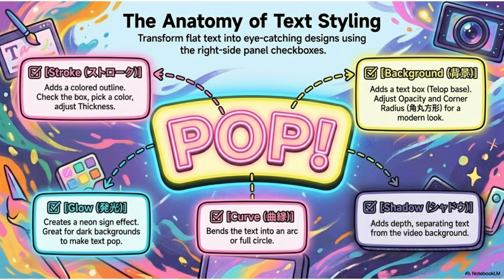The anatomy of text styling. Transform flat text into eye-catching designs using the right side panel. Use stroke to add a colored outline or glow for a neon effect that makes text pop on dark backgrounds. You can also use curve to bend text into arcs, background to create a tear-up base with rounded corners, or shadow to add depth and separate your text from the video.